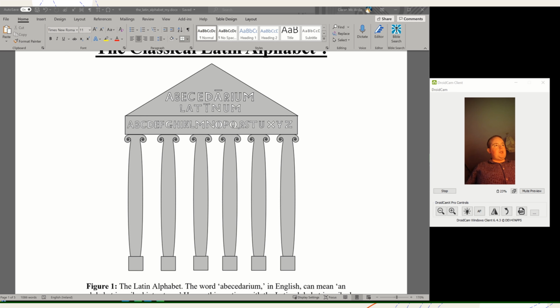I think you call this a frieze, this square, this rectangle, and upon the frieze you can see the Latin alphabet: A, B, C, D, E, F, G, H, I, K, L, M, N, O, P, Q, R, S, T, U, X, Y, Zeta.